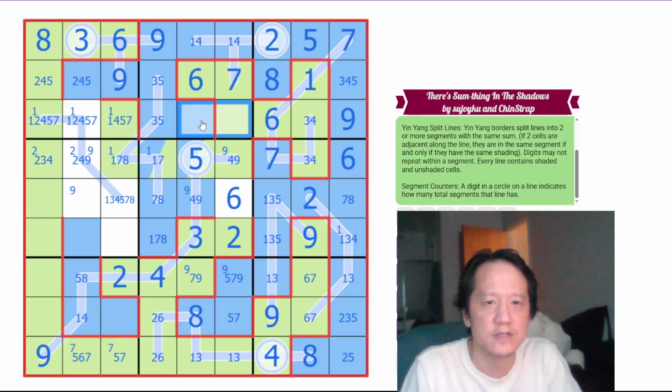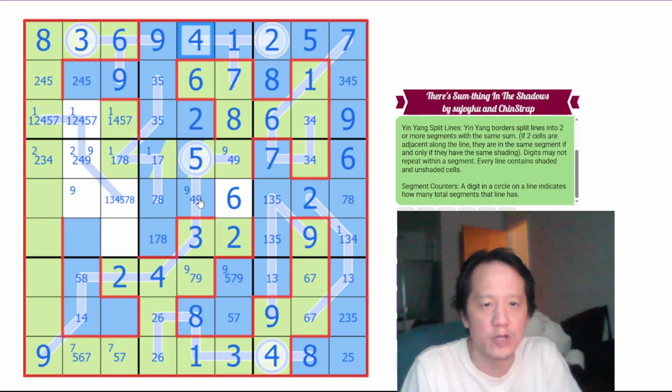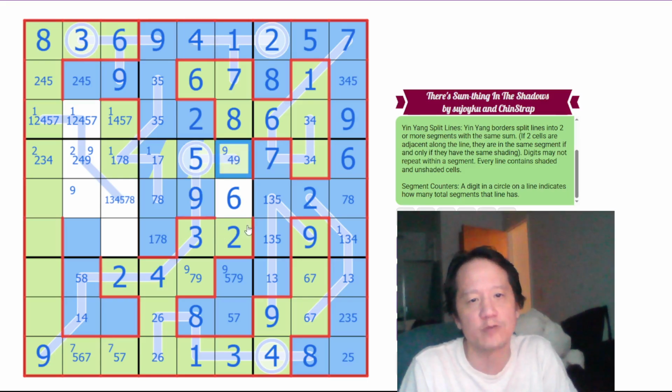That leaves these as 2 and 8, but 2 cannot be here because of the 2 here. So this is 8, which makes that a 2. This 3 eliminates 3 here. It's 1 and 3. This 1 eliminates 1 here. It's 4 and 1. That 4 eliminates 4 here. So this is 9, which makes this a 4.